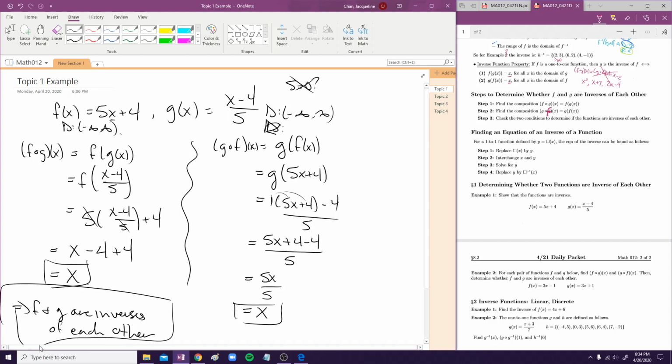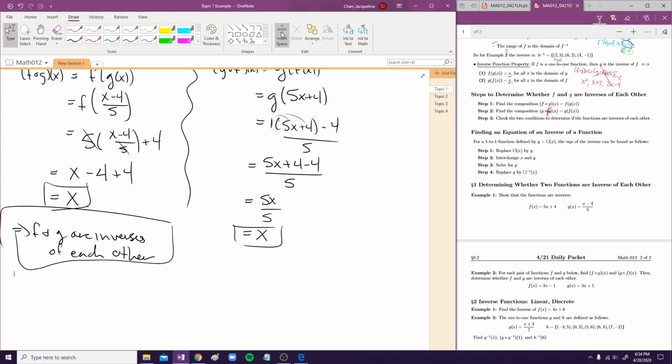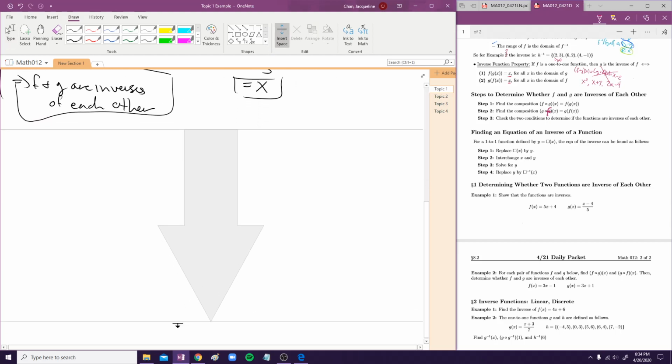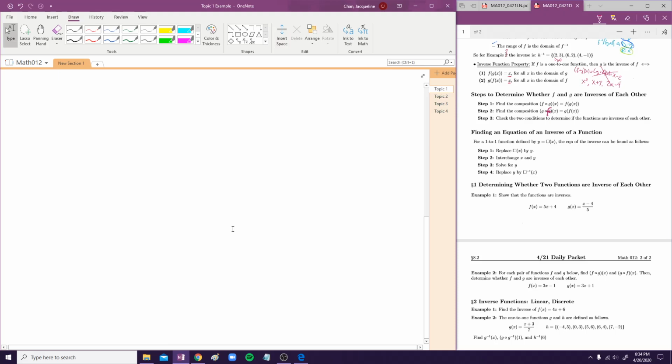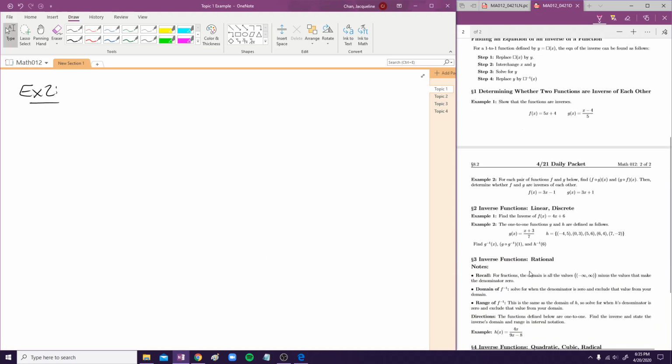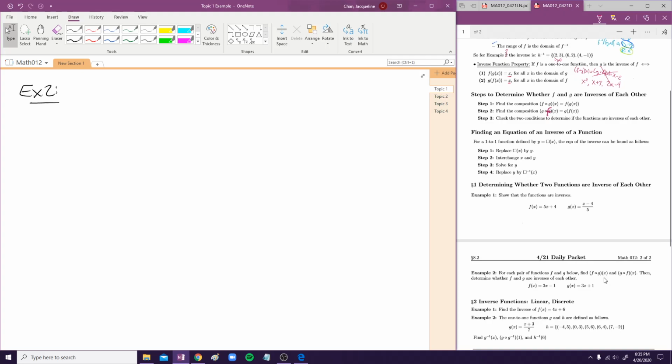All right. So now, since there's some space, let's do example 2. Example 2, our instructions are a little different. It says for each pair of functions f and g below, find f of g of x and g of f of x. Then determine whether f and g are inverses of each other.